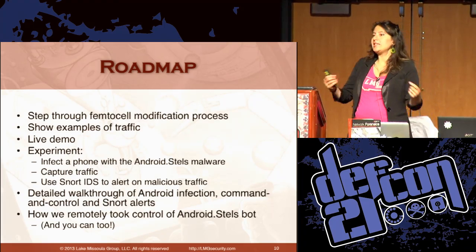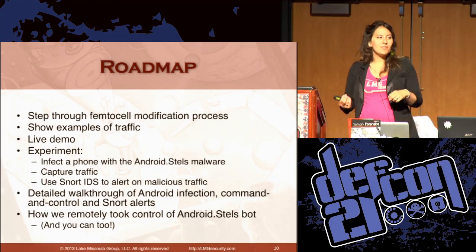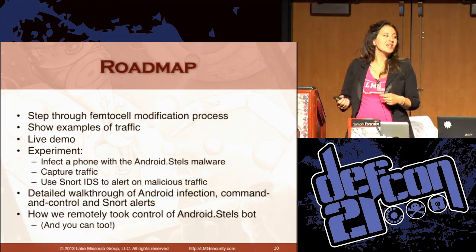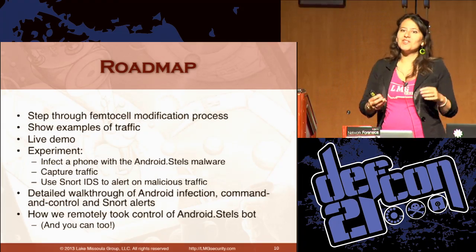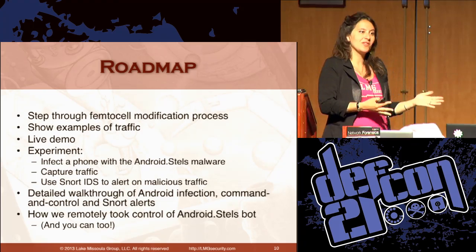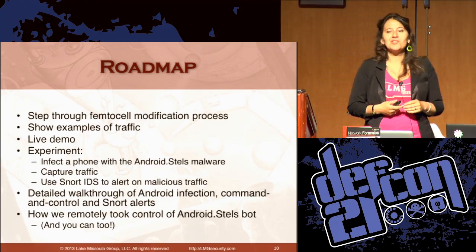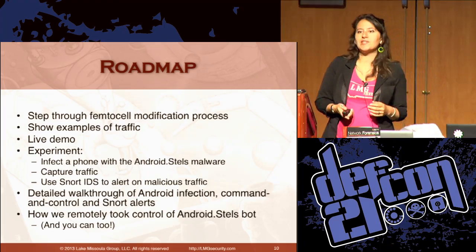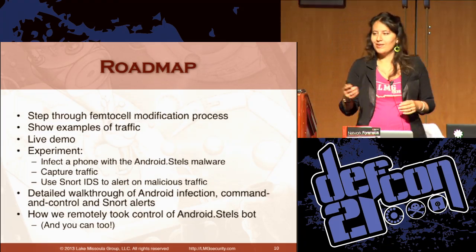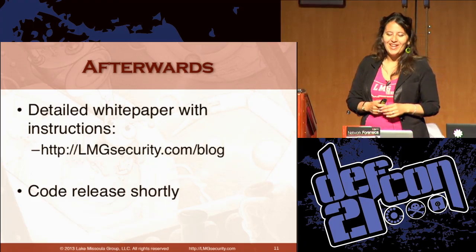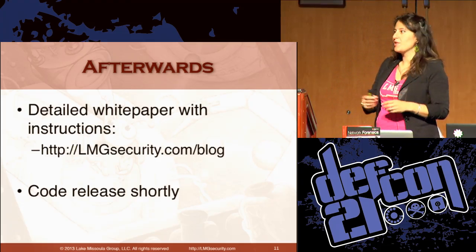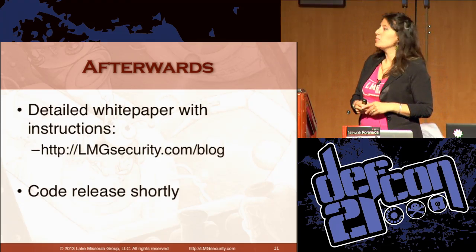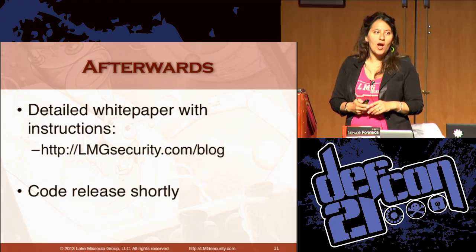Then we're going to do a detailed walkthrough of the Android Stealth malware and show you how it communicates. And finally, Randi Price did the device forensic analysis, so she'll show how it corroborated with the network forensics. And Scott Fretheim is going to show you how he took over the Android Stealth malware and controlled it. So we've got a lot to cram in here. There's also a detailed white paper that we put up. It's 77 pages, lots of information for you afterwards, at lmgsecurity.com/blog.